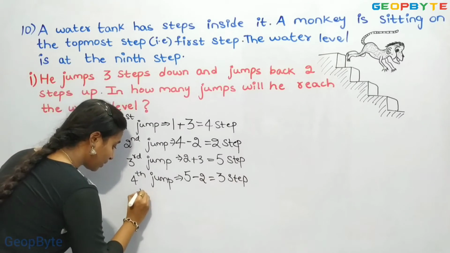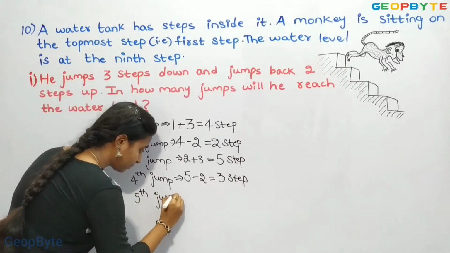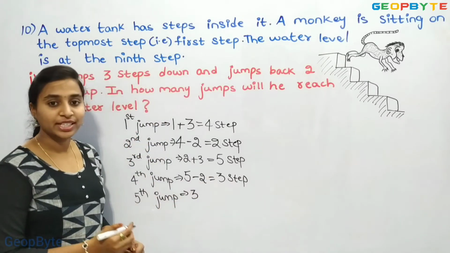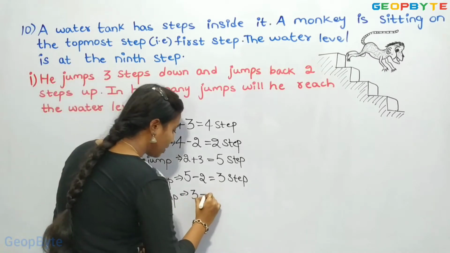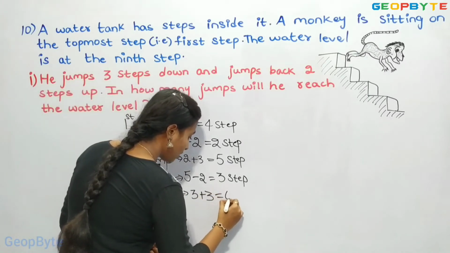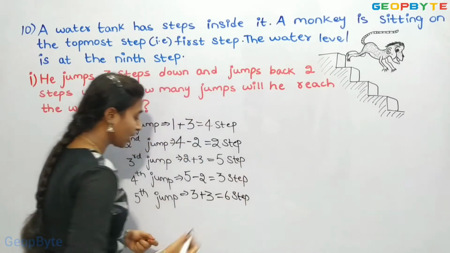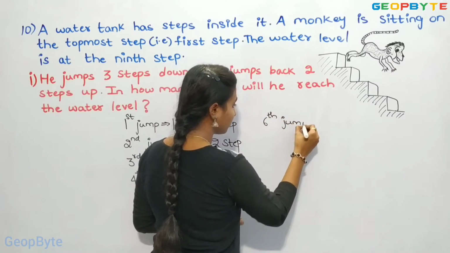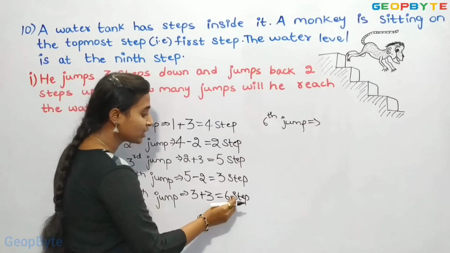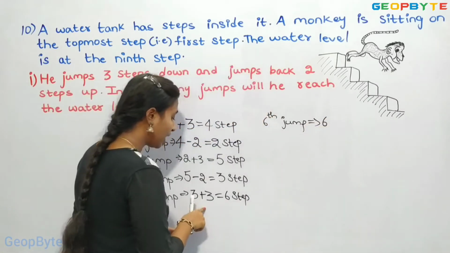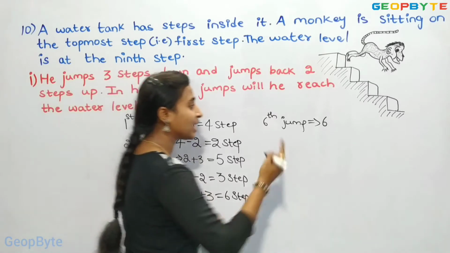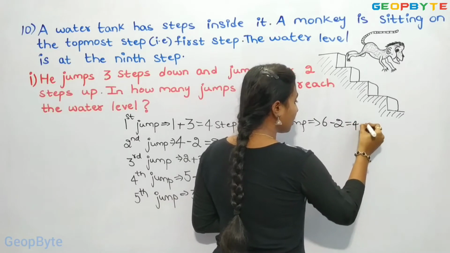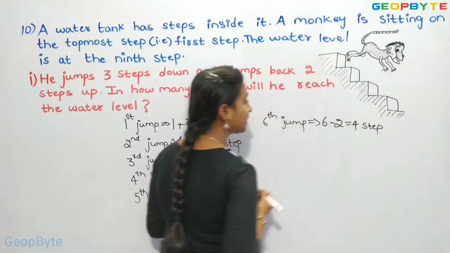In the 5th jump, he is on the 3rd step. He will jump 3 steps down. Again, 3 plus 3 is equal to, he comes on to the 6th step. Now, in the 6th jump, he is on the 6th step and here he jumped 3 steps down. Next, he will come up 2 steps, that is 6 minus 2. He is on the 4th step now.